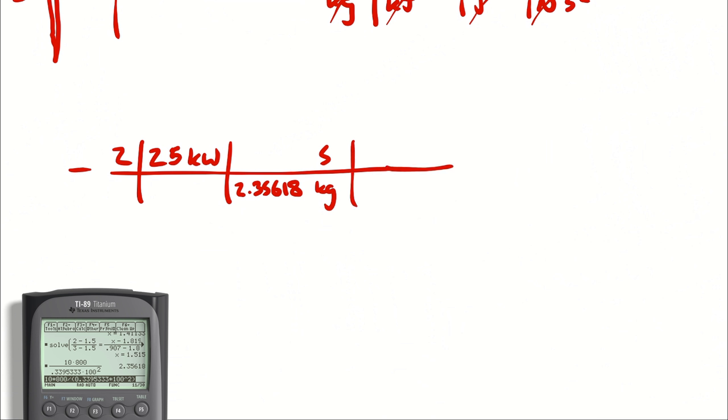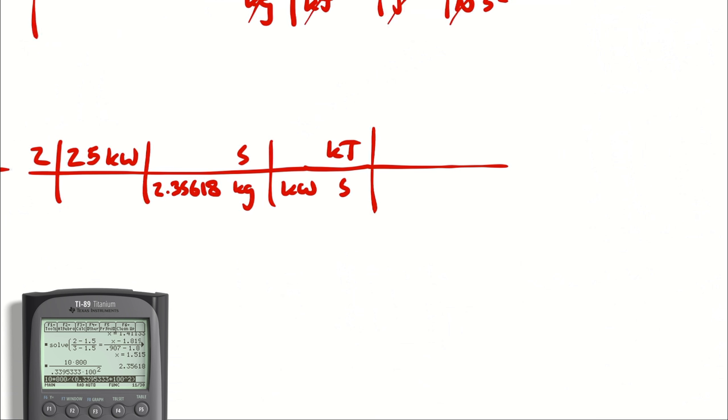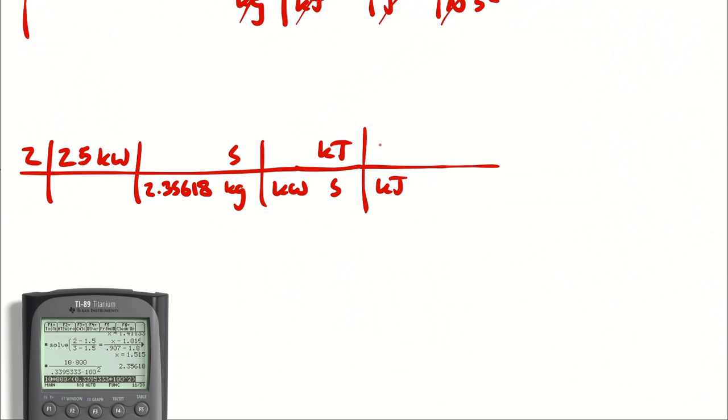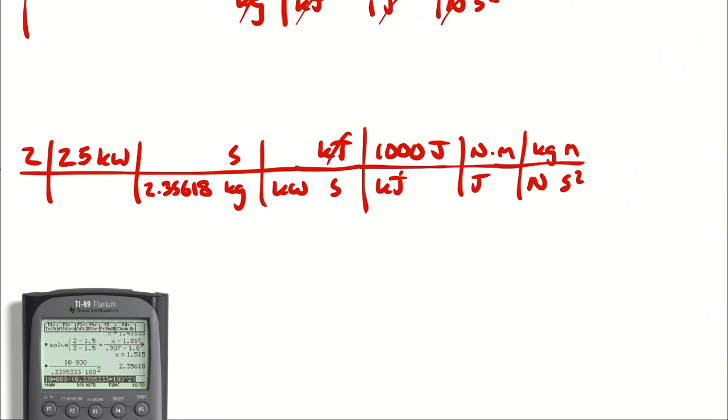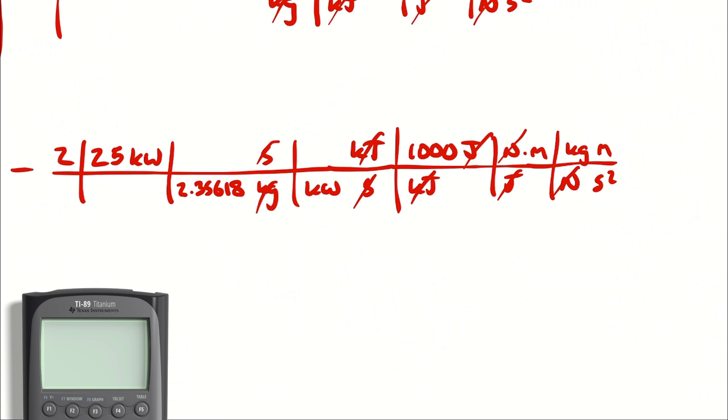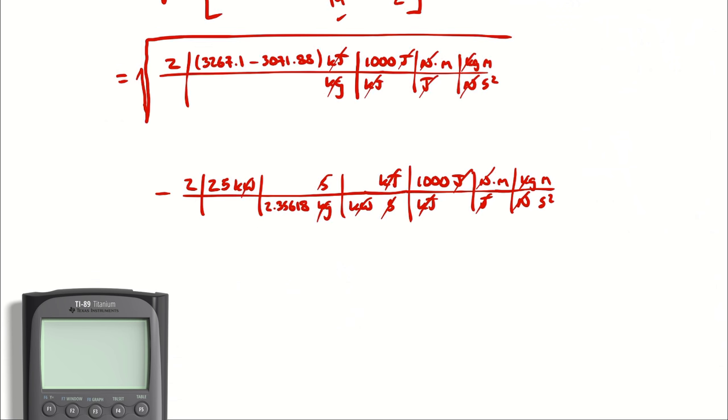A kilowatt can be written as a kilojoule per second, at which point we are back to the same unit conversion as earlier. A kilojoule is 1,000 joules. A joule is a newton times a meter. And a newton is a kilogram meter per second squared. Kilojoules cancels kilojoules, joules cancels joules, newtons cancels newtons, seconds and seconds cancel, kilograms and kilograms cancel, kilowatts cancels kilowatts, leaving me with meter squared per second squared.